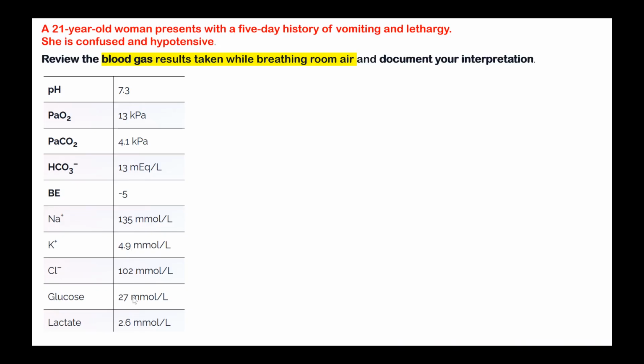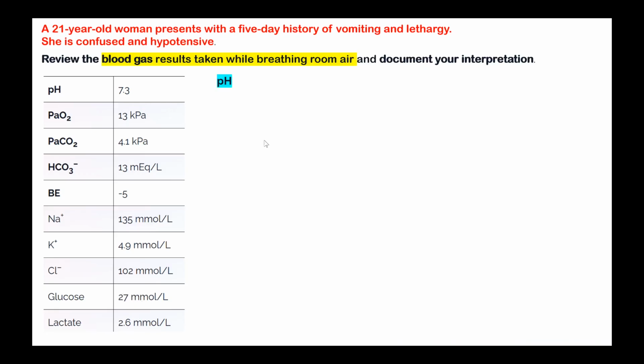Sodium, normal. Chloride, normal. Glucose. How will you convert millimole into milligram for glucose? 1 millimole is equal to 18 milligrams. So 27 into 18 is almost coming to 400, 380 something. And lactate. What is the normal lactate value? Less than 2 millimoles. Here it is 2.6. So these are all the answers.